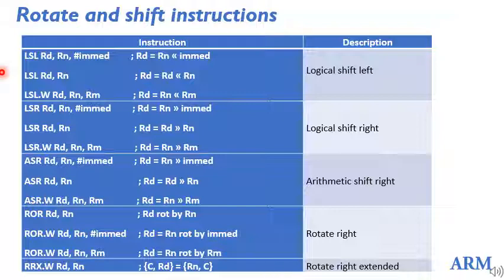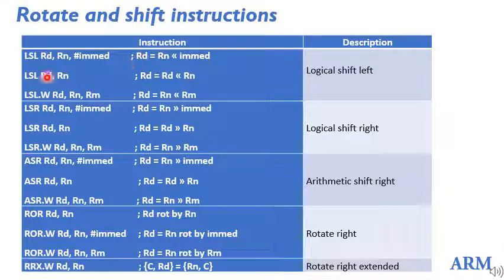Logical left shift, the mnemonic is LSL. Here I have three variants of this LSL. In the first one I say LSL RD, Rn, immediate value. That means Rn, the second operand here, will be shifted left by a value equal to the constant given here. If I write 1 here, then Rn will be shifted left 1 time. If I write 5 here, Rn will be shifted left by 5 positions, and the shifted value is stored in the destination register RD.